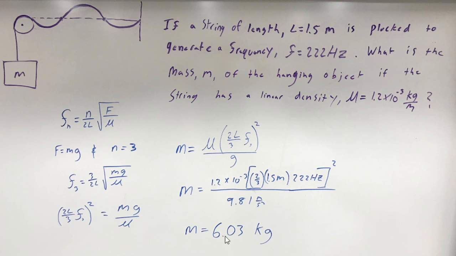So what this tells us is if we want to have a frequency of 222 hertz, that creates a situation where we have 3 antinodes, so basically 1.5 wavelengths vibrating on the string, we would have to create a tension in this string of 6.03 kilograms times gravity, and that's also dependent on our mu.